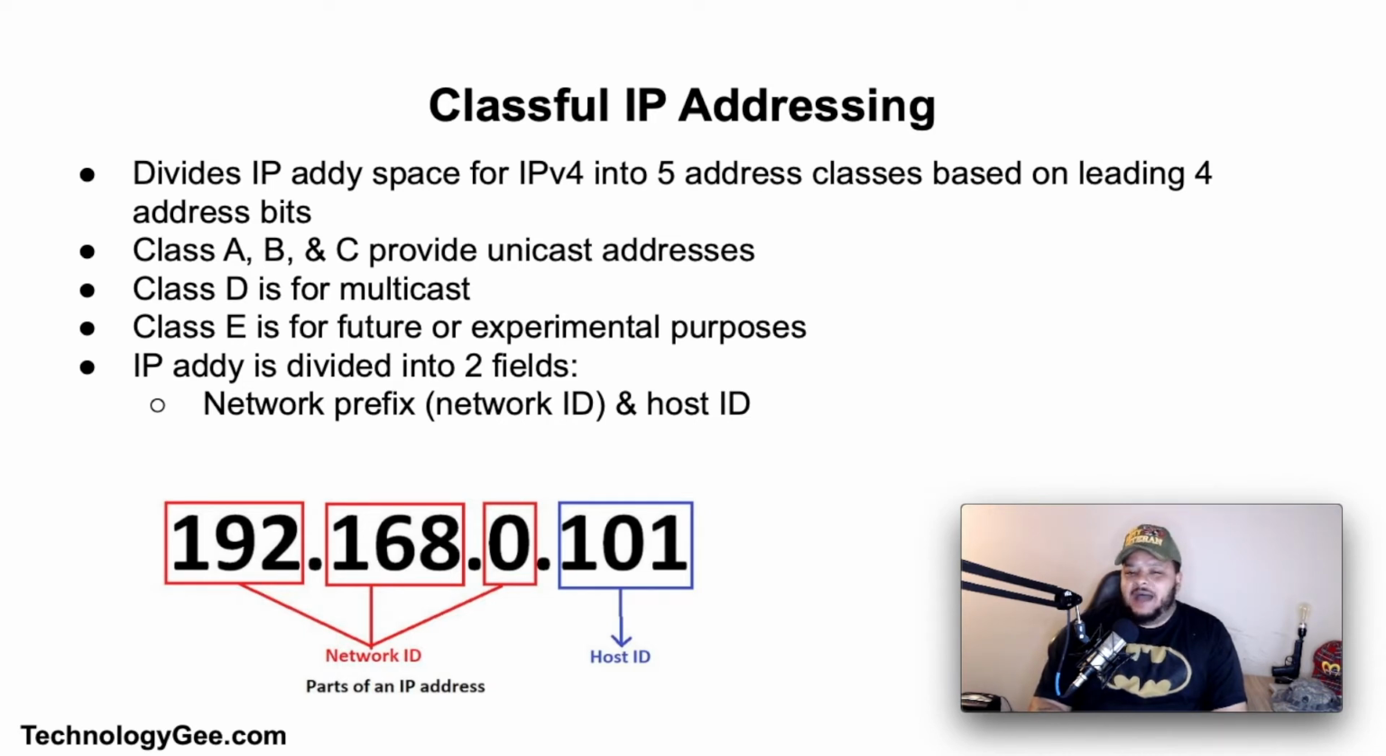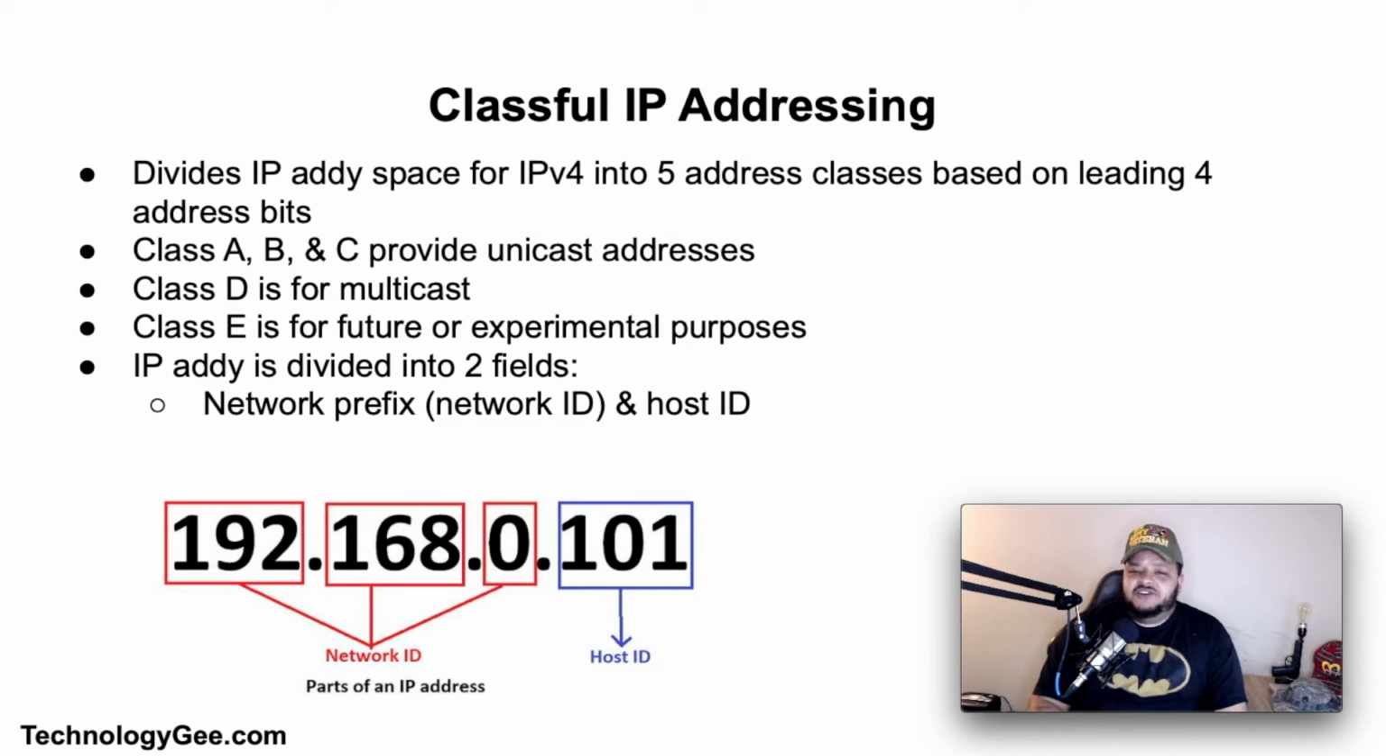So classful IP addressing is a method that divides the IP address space for IP version 4 into 5 address classes based on the leading 4 address bits. Class A, B, and C provide unicast addresses for networks of 3 different network sizes. Class D is for multicast networking, and Class E is an address range that is used for future or experimental purposes.